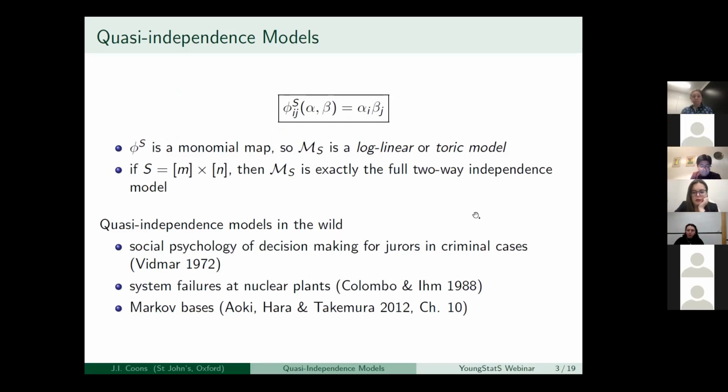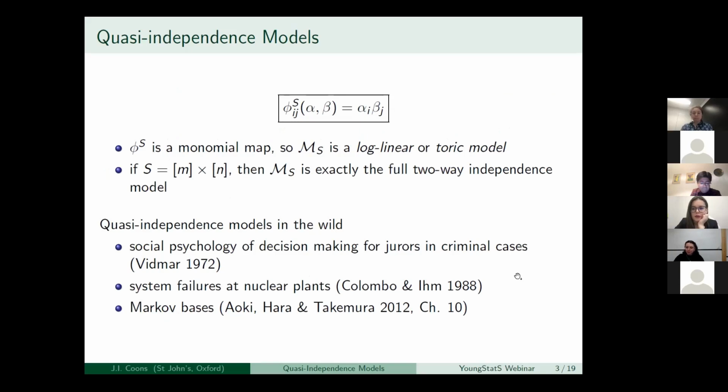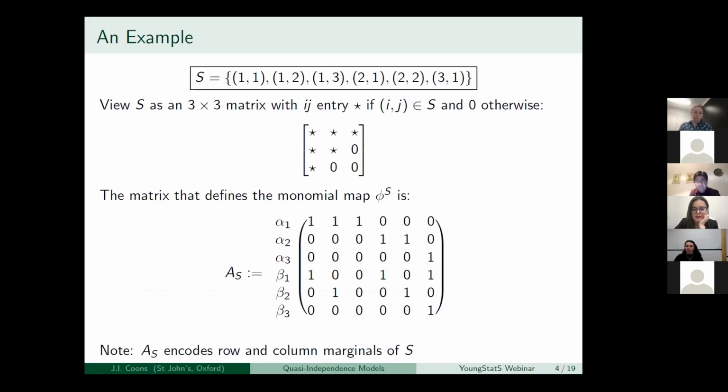So where do these show up? Here are just a couple of examples of studies that have used these. They've been used to study the social psychology of decision making in some criminal cases. They've also been used to model system failures at nuclear plants, so pretty important, I'd say. If you'd like to know about their Markov bases, these are discussed in quite a detailed way in this book on Markov bases.